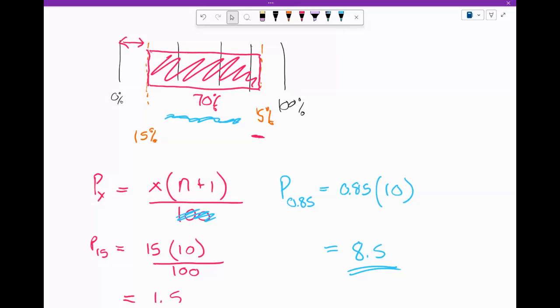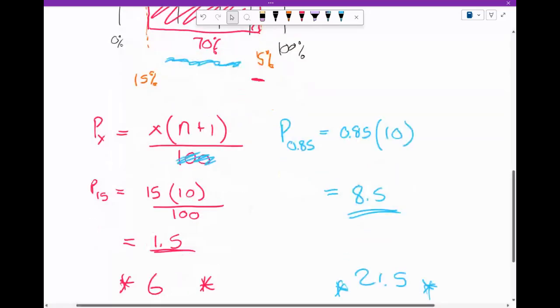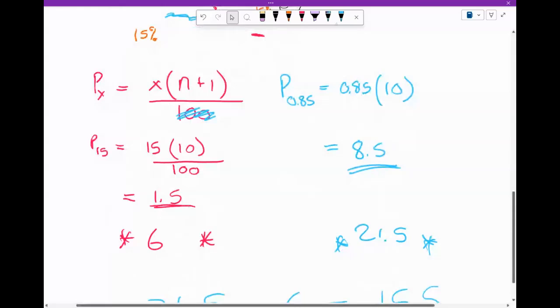Now the next question is, but how do we get this last 15%? And how do we get the beginning 15%? The beginning 15% is easy because it's from 0 to 15. We're looking for our first 15%. So we calculate the percentile for 15% to get the first one. And that's what we did. So here you can see we said, yes, which gave us 1.5. 1.5 gave us the position.